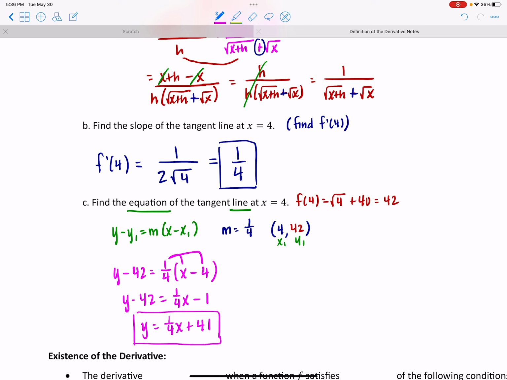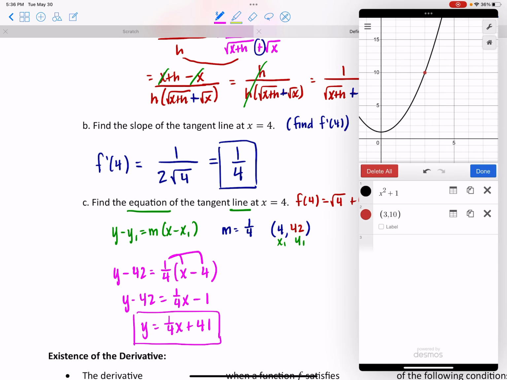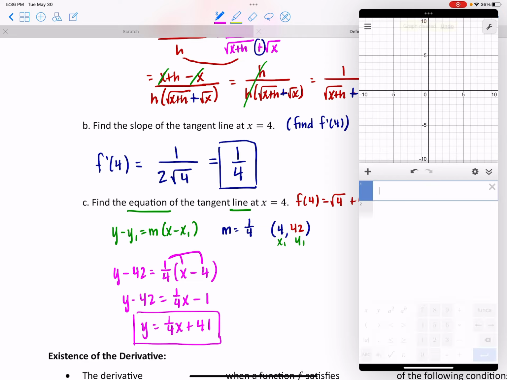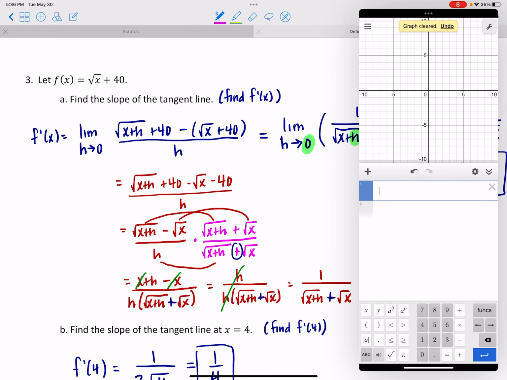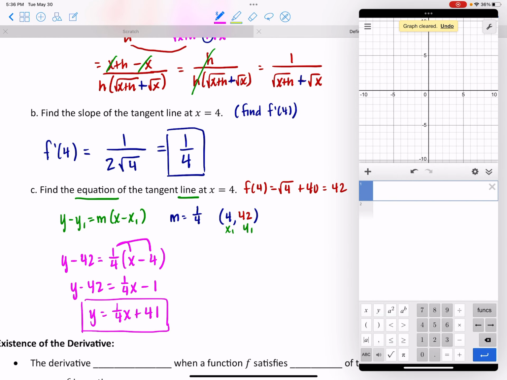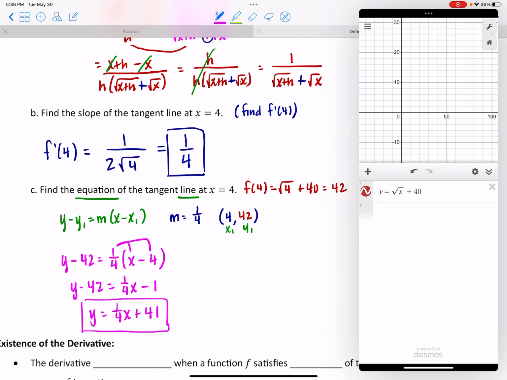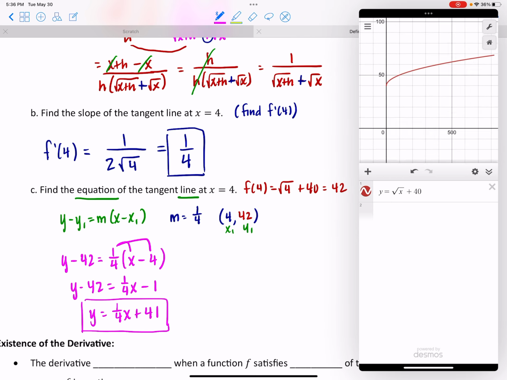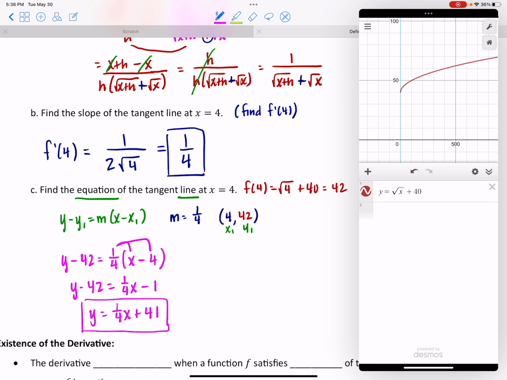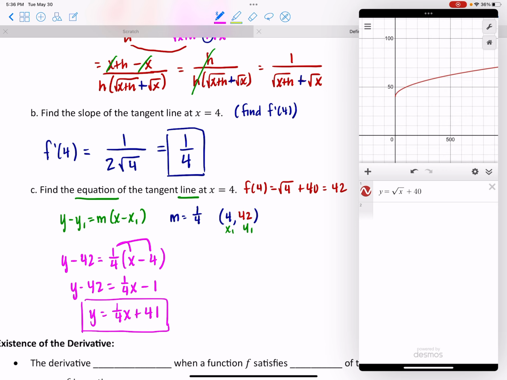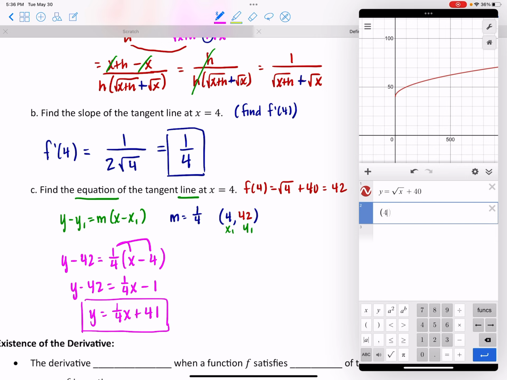Okay, so let me just show you graphically again what we've done here, to make this all make sense. The curve that we're looking at is the square root of x plus 40. Let me graph this. Square root of x and then a plus 40. Here's the curve that we're looking at. Now it's shifted, so I gotta move. Okay, so there's our curve, right? What we're saying is let's focus on the slope at the x value of 4. And we said that that x value of 4 corresponds with a y value of 42.